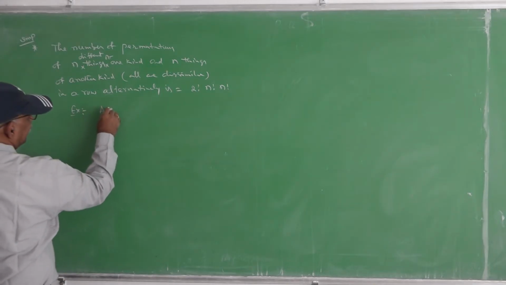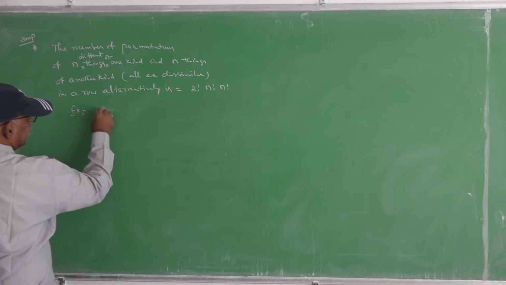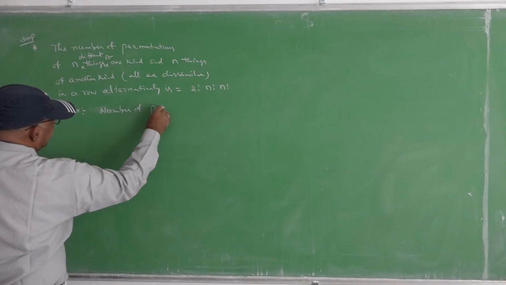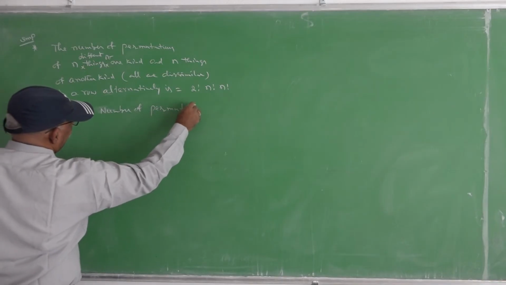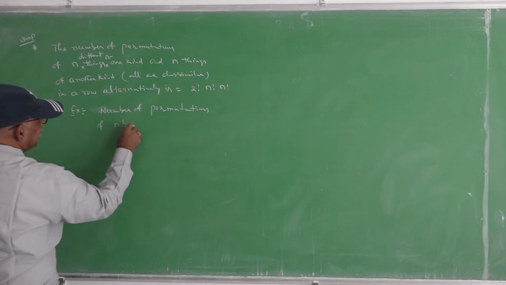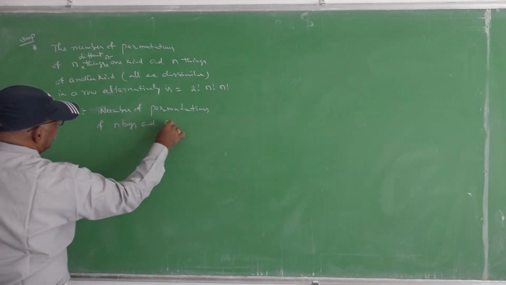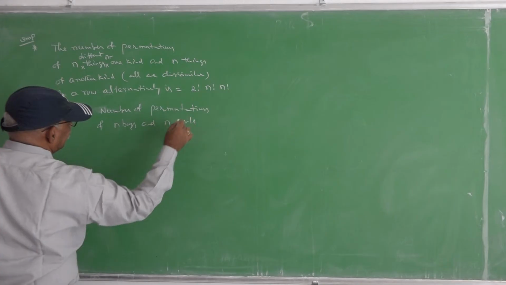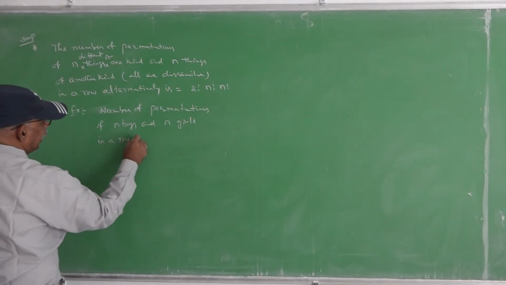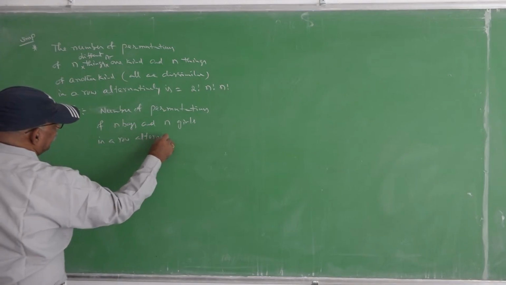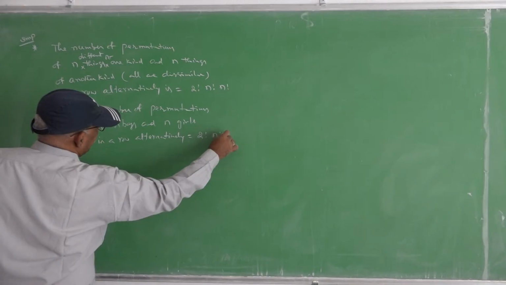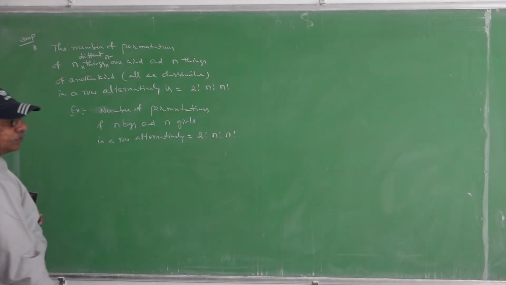Number of arrangements, number of permutations or arrangements of n boys and n girls in a row alternatively is 2 factorial into n factorial into n factorial. Okay.